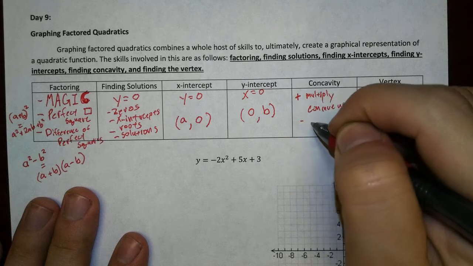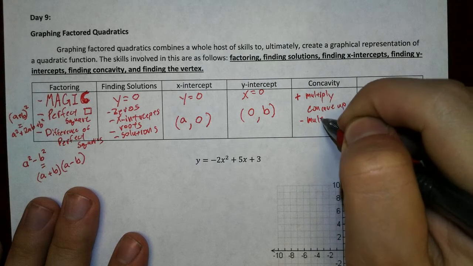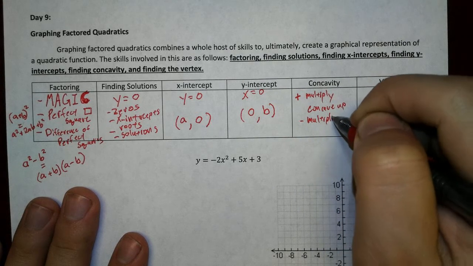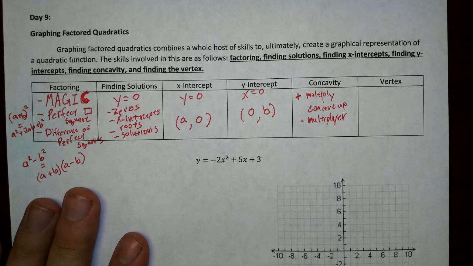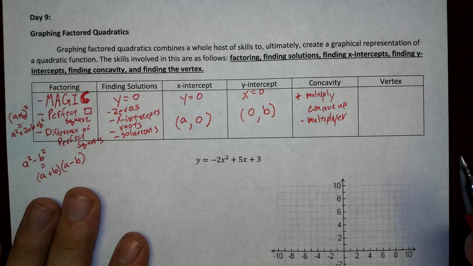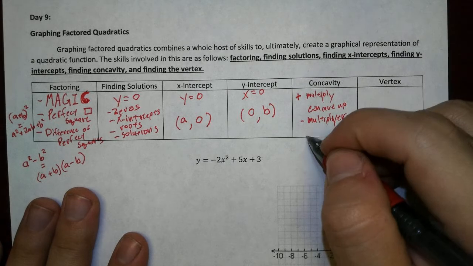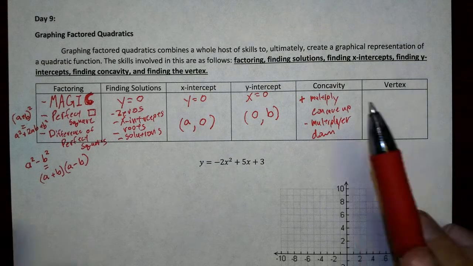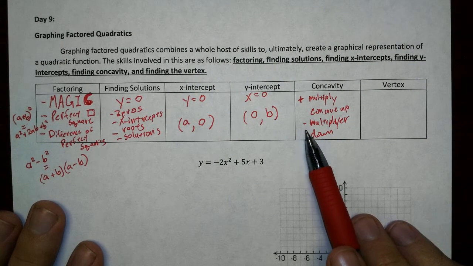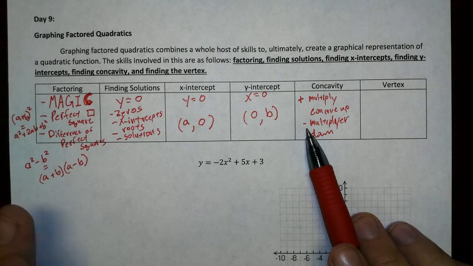If we have a negative multiplier on whatever our x term is, or whatever our square term is, it's going to be concave down. Okay? So understand, oftentimes this means looking at the coefficient on our square. Well, I mean, that's exactly what it means, right?